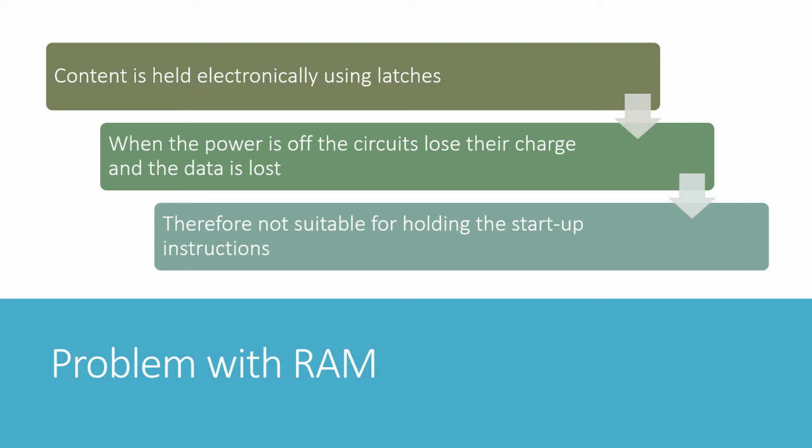Inside the RAM, all content is held electronically using small circuits called latches that hold a charge. However, if the electricity supply to the computer is turned off, all those latches will lose power and all the data will completely disappear. For this reason, we cannot hold the startup instructions for a computer inside the RAM. That's because when you switch the computer on, the RAM is completely empty, and so the computer would not know how to start up.